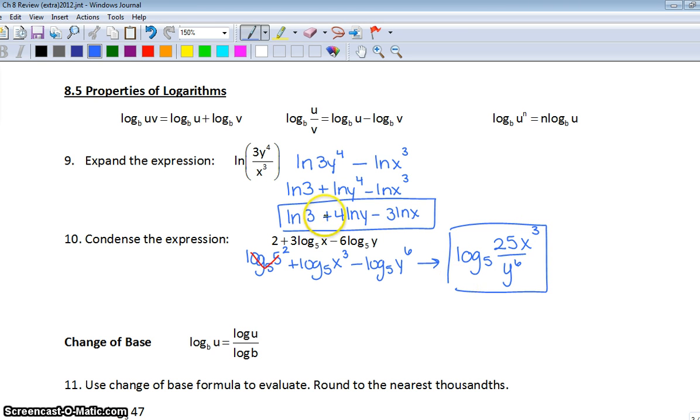Remember, expanding is making it bigger with your log in each piece. Condensing makes it smaller, and you're only going to write your log one time.